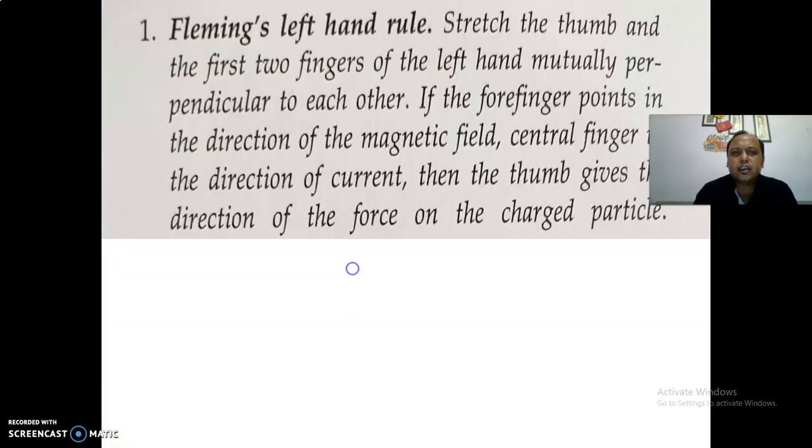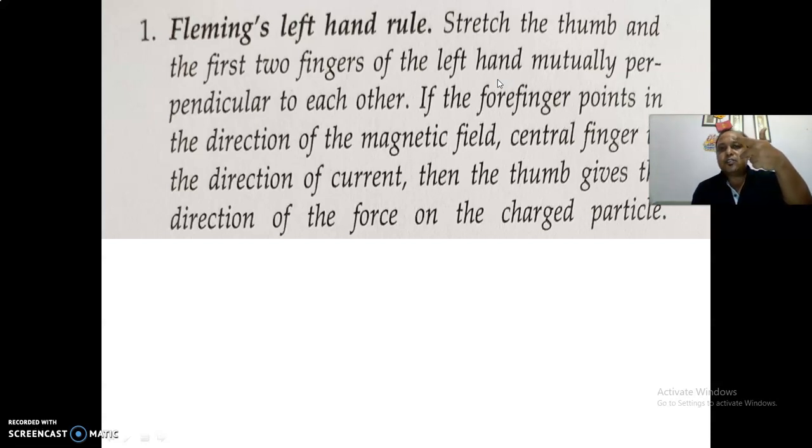So let us see the rules first. Two rules we are going to discuss here. The first one is Fleming's left hand rule. In this rule, you have to stretch the thumb and the first two fingers of your left hand, that is the forefinger and the middle finger. You have to stretch them in such a way that they are perpendicular to each other.